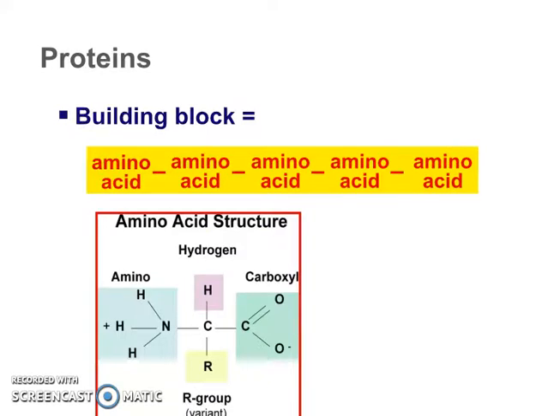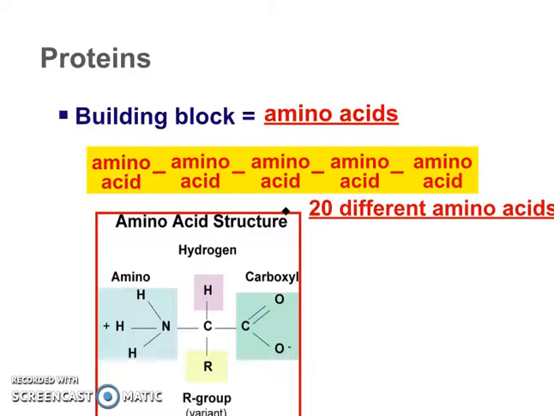So the monomer of your protein is something called an amino acid. And so the polymer, the protein, is built up of lots of monomers or amino acids, so a long chain of amino acids. And amino acids are kind of cool. They have that NH3 amino group, the hydrogen, and the carboxyl. So that's the same for all of them.